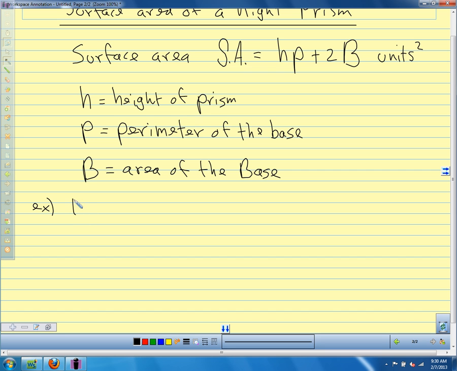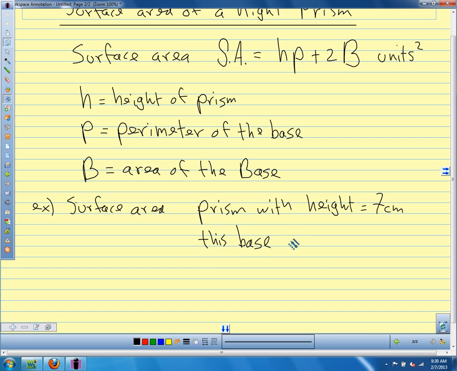So we want to find the surface area. And we have a prism with a height of 7 centimeters, and our base, and this is our base. So we have this triangle, and this is 3 centimeters, 5 centimeters, and 2.5 centimeters.